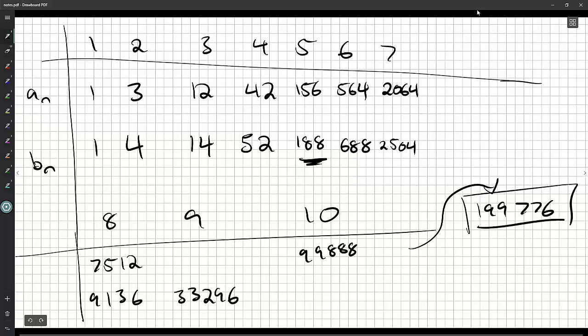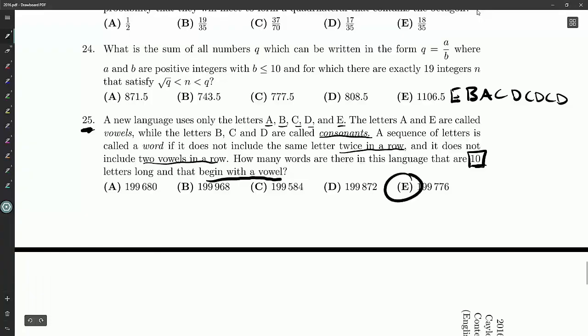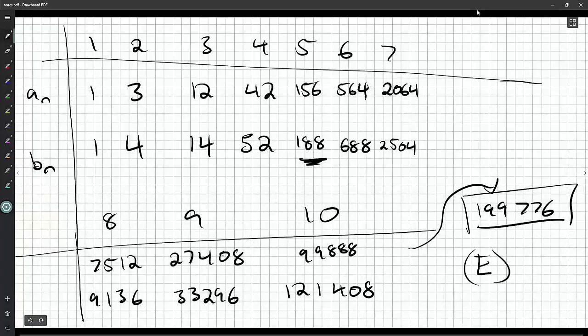Anyways, getting back to start with A of length 9, take the 9136, multiply that by 3, 27408. Add that to the 33296 and double it, and we get 121,408. But we did already get our answer, so now we can go back to 199776, and that's E. So we're going to bubble in E, and that is going to wrap up our Cayley contest all the way. So it's been a very good contest, I would say, so far.